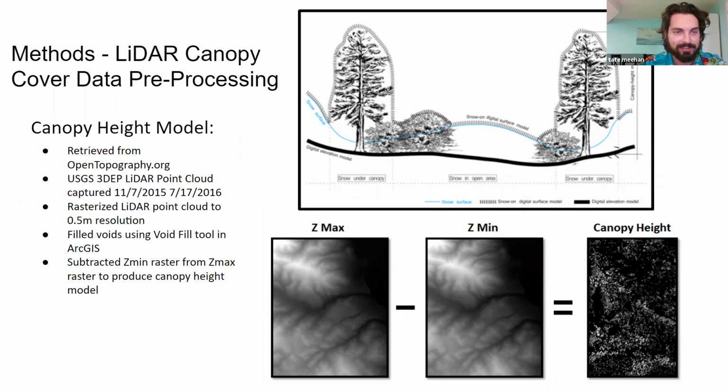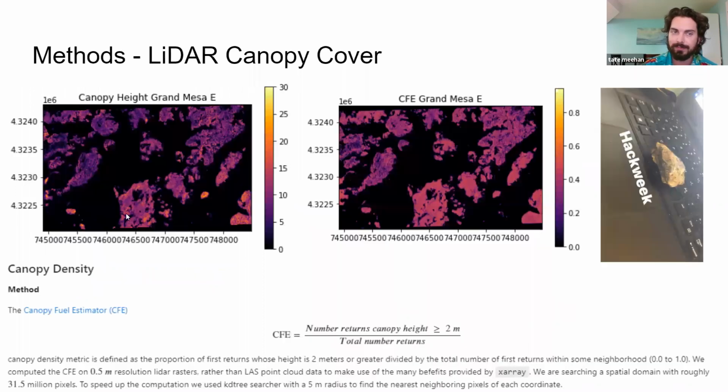And thanks to Anton, we pulled some open topography LiDAR data that was collected a few years back, and we were able to difference the min and max from a couple different acquisitions there to create a new canopy height layer that covered Grand Mesa. And there are a few steps of data processing, like filling voids in those images to get them to work right. And next slide.